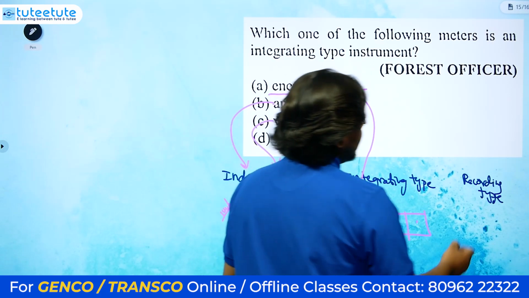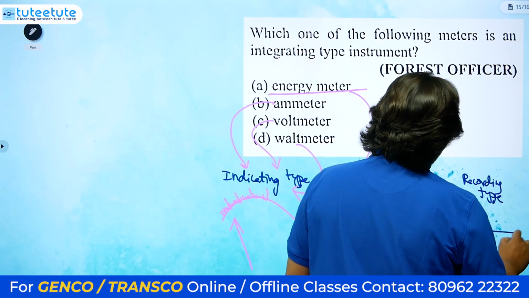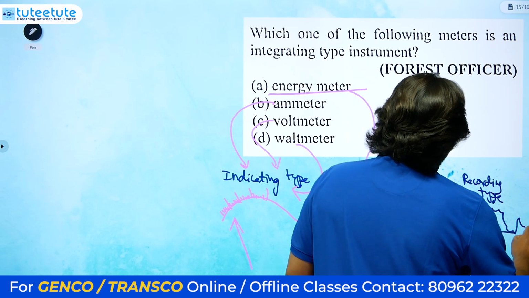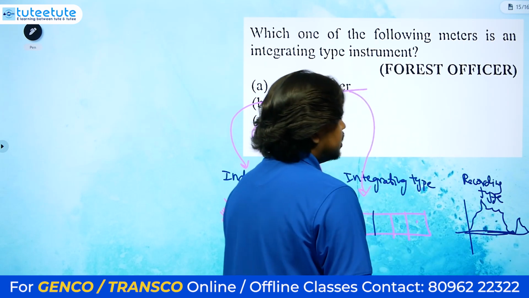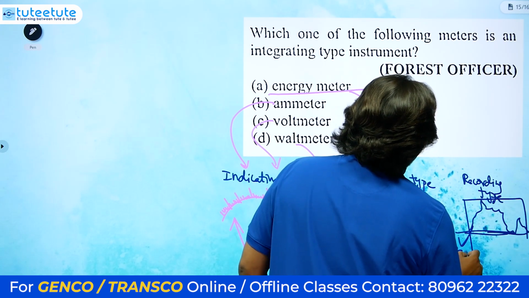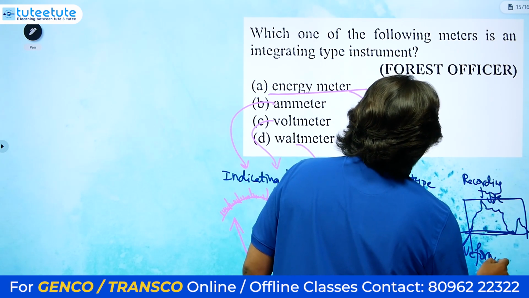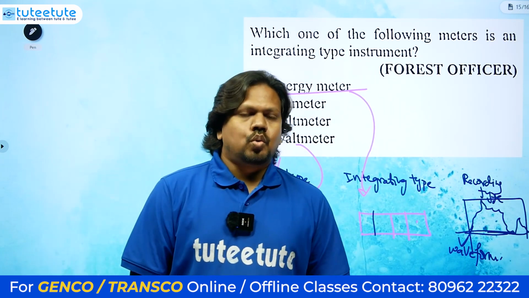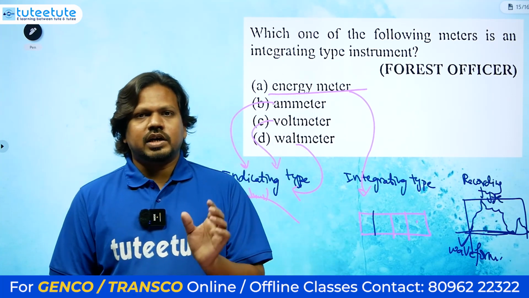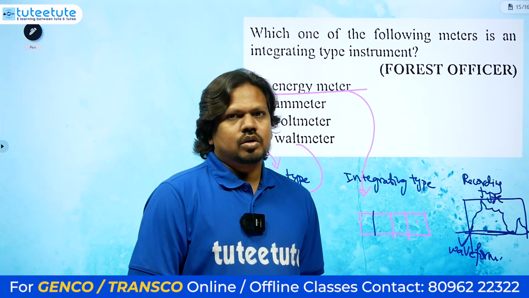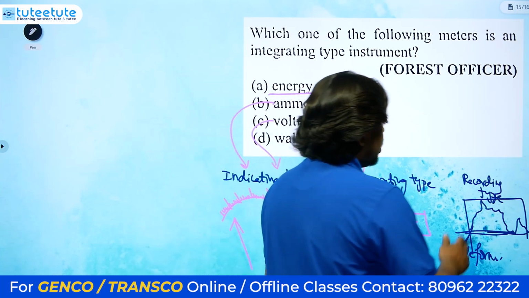Next, the recording type. What is this recording type? Over a period of time it has to display all the values. Majorly it will be like a waveform representation, or it has to record some signals. It may be a voice signal, or any sound, or any other kind of signals it has to record. So this is a recording type of instrument.